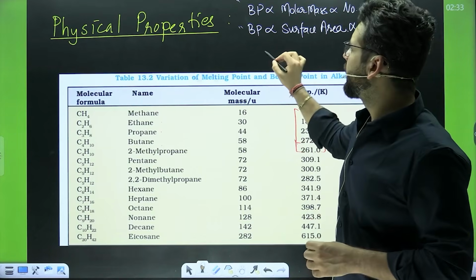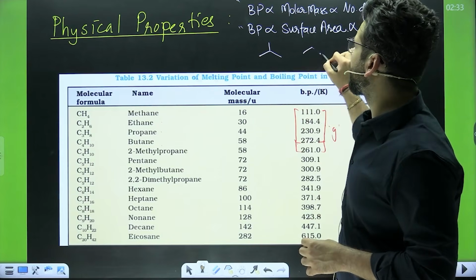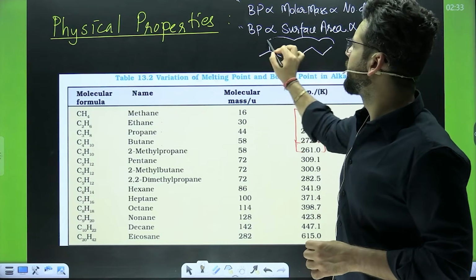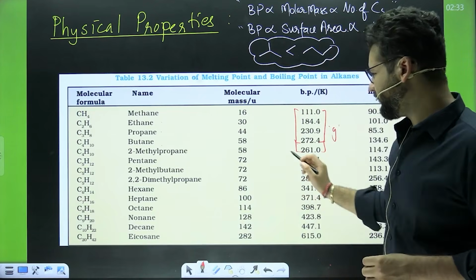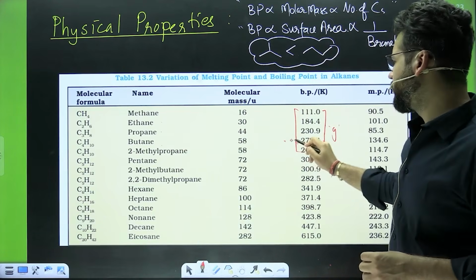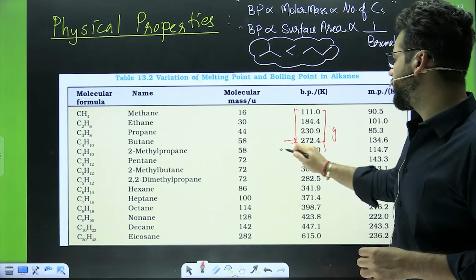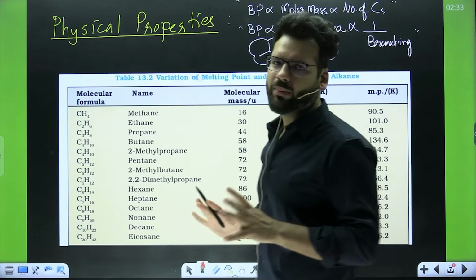Like if I take isobutane versus butane, butane has more surface area, so the boiling point of butane will be more. As you can all see here, this is n-butane 272, this is isobutane 261. This is something to remember.